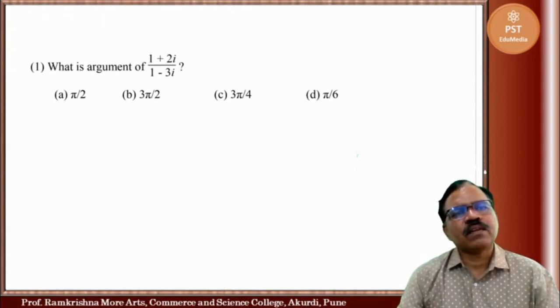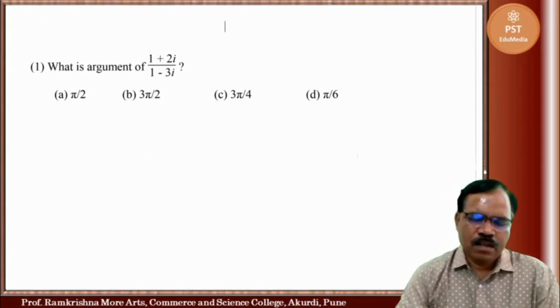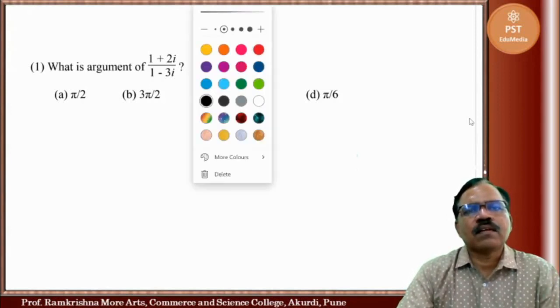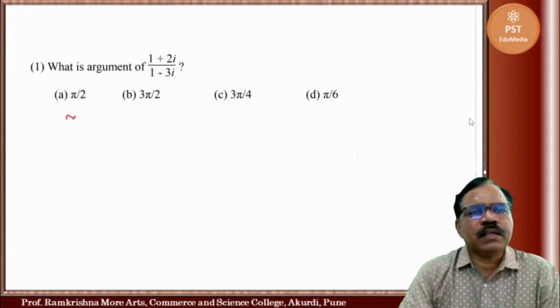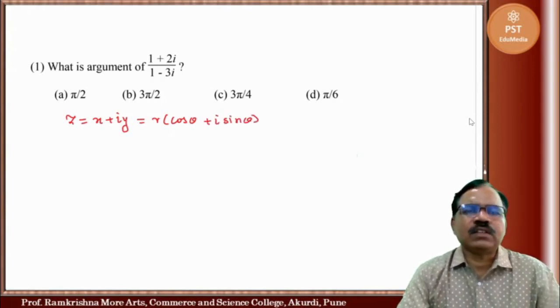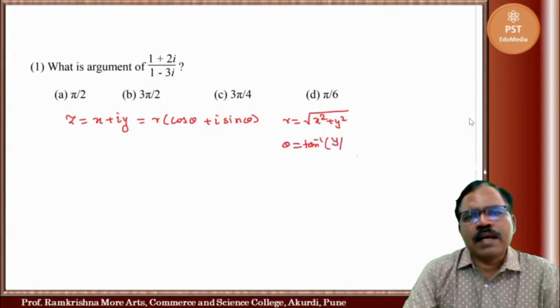Now first one, what is the argument of (1 plus 2i) upon (1 minus 3i)? Now we know if z is a complex number, that is x plus iy, then you can write this as r (cos theta plus i sin theta), where theta is called the argument. r is root of x square plus y square, and theta is tan inverse y by x.